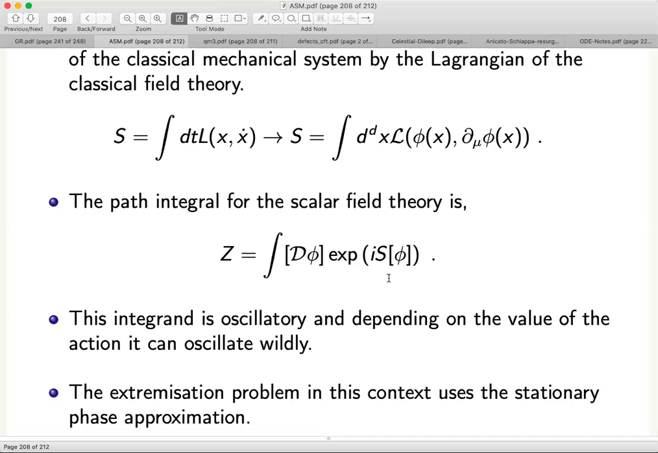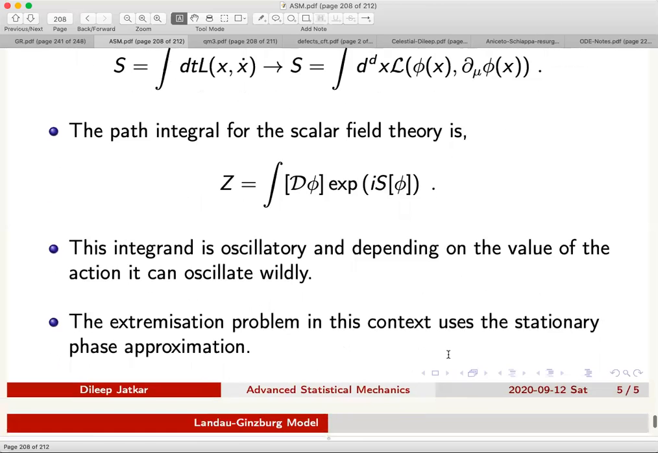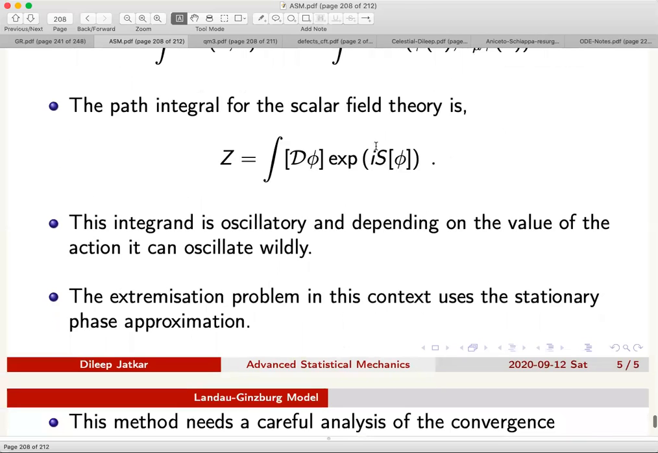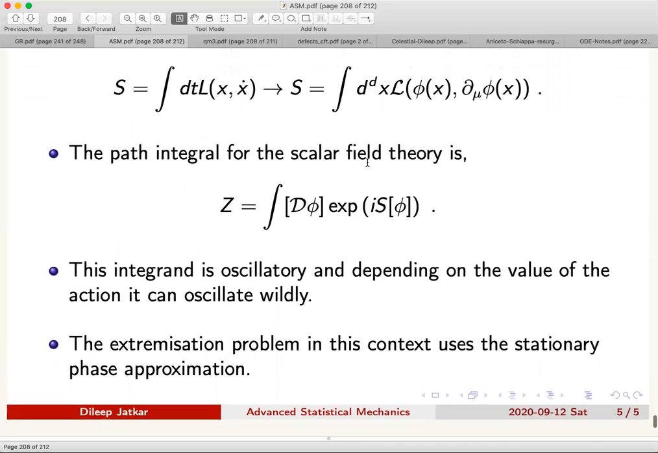Let's put it this way: although the stationary phase approximation is reasonably well understood, the saddle point approximation is even better understood, and so one feels much more comfortable using the saddle point approximation than the stationary phase approximation. To put it a little differently, we would want to get rid of this i and get a minus sign there. If we get that, we would be in much better shape.